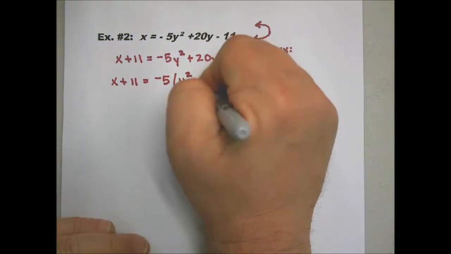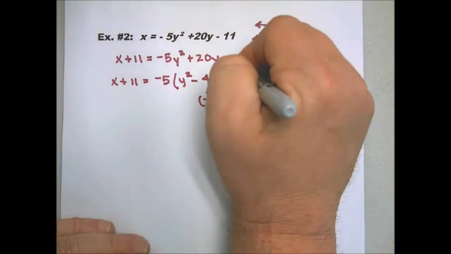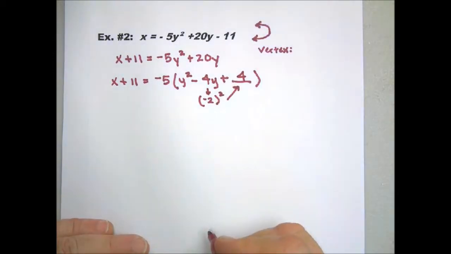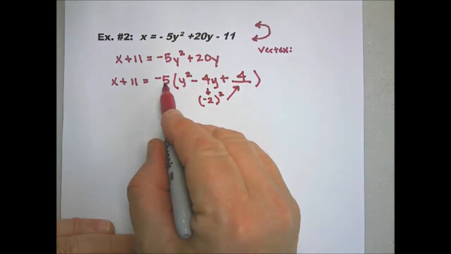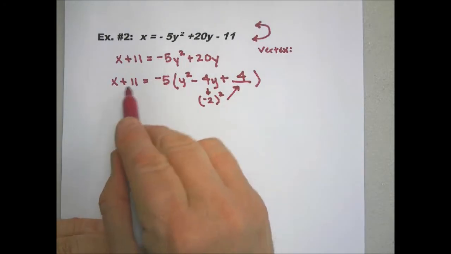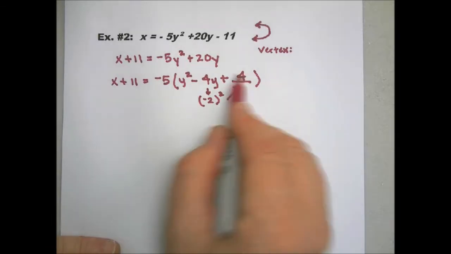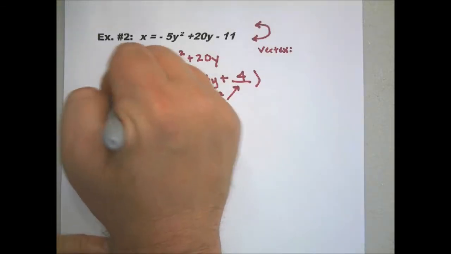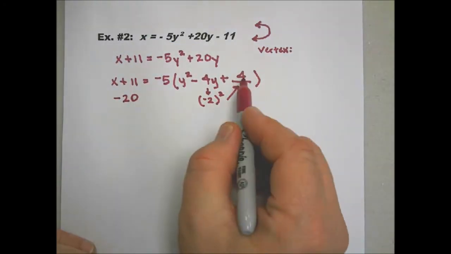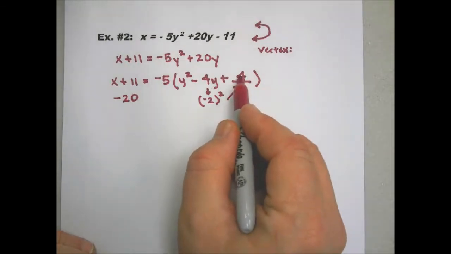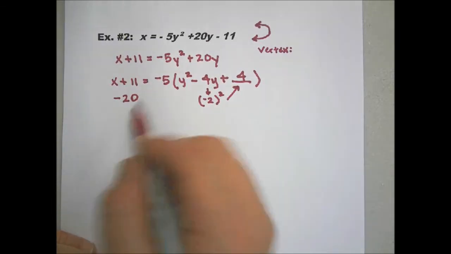Half of negative 4 is negative 2. Negative 2 squared is positive 4. But since that 4 is actually getting multiplied by that negative 5, I wouldn't just be adding 4 to this side to keep the equation in balance. I would have to add 4 times negative 5, which is negative 20. So to keep that equation in balance, since I added 4 right here, I have to add negative 20, 4 times negative 5, negative 20, to keep the equation in balance.